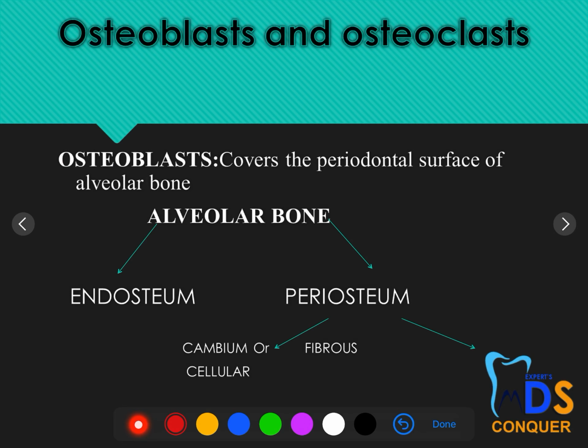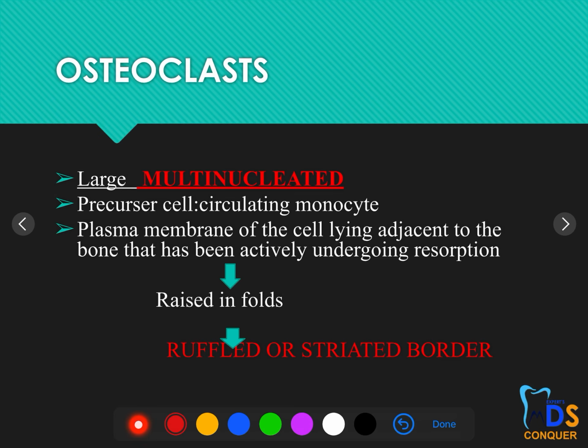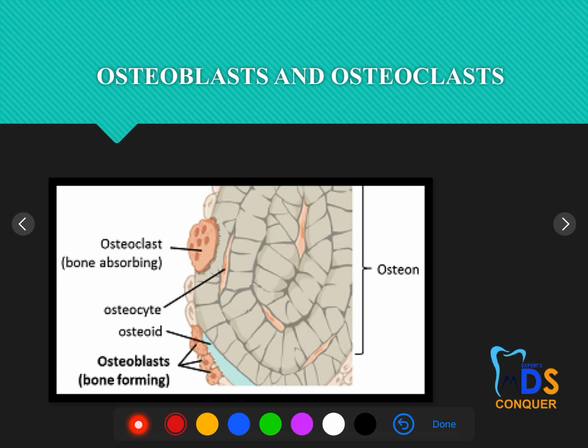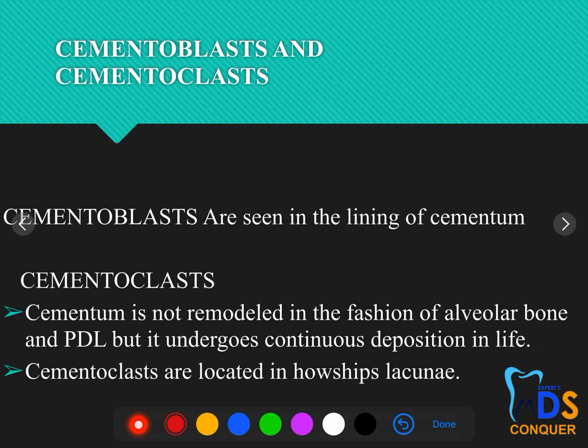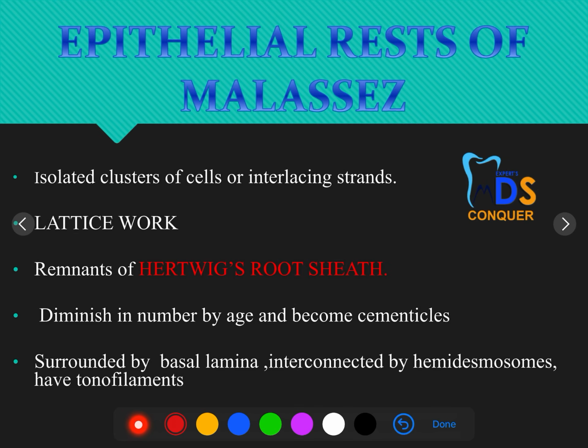Moving on, osteoblast and osteoclast, we all know what their functions are. A small note about osteoclasts, saying they are multinucleated cells, and you can always make an image like this. This shows a ruffled border on the multinucleate osteoclast. Cementoblasts and cementoclasts, as I was telling you, you can compare one resorptive cell with a synthetic cell. Cementoblasts are seen lining the cementum and they form the cementum. Cementoclasts are seen in Howship's lacunae.